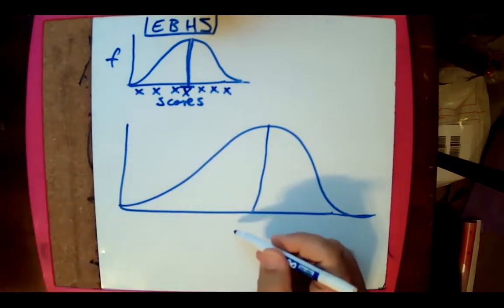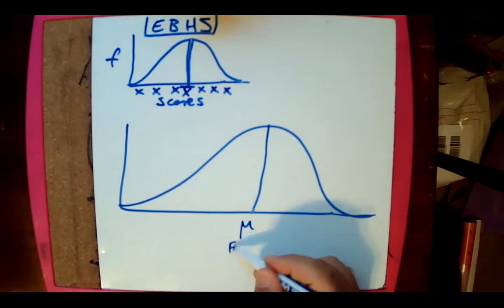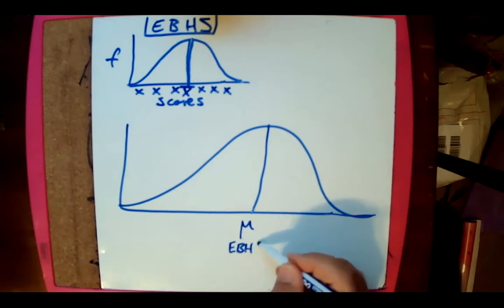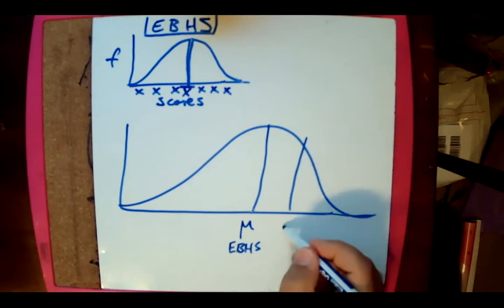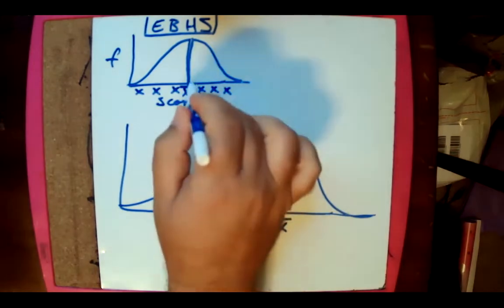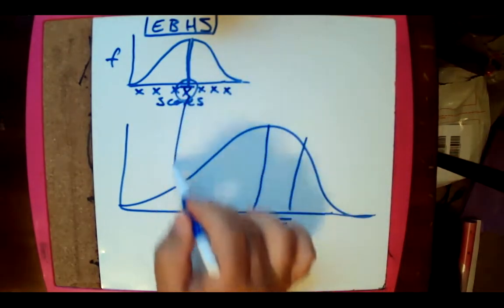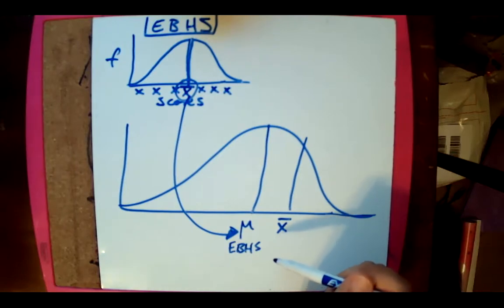So maybe in the middle, this is our average score. Maybe that's right where EBHS falls. But other schools are going to outperform them, right? They're going to have a higher average. So here's our average for East, and it matches the average for all the schools put together.